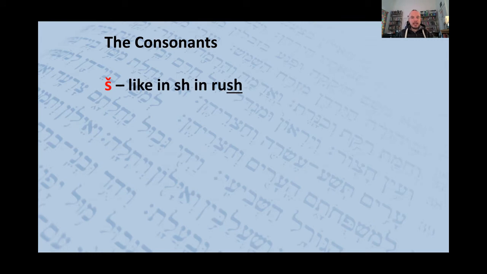Next consonant to look at is one we were just thinking about, which is sh, like the sh in rush. So a very important word in the Hebrew Old Testament is Shem, which means name. And you can see, if you see an S with a little hat on it, that's sh, Shem.